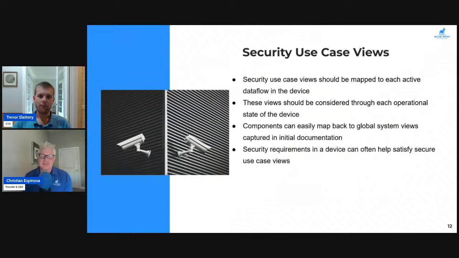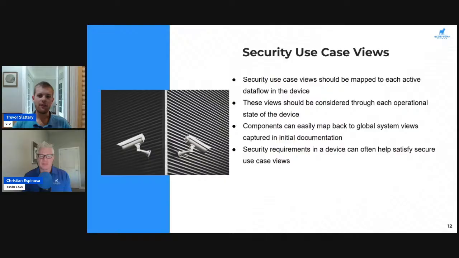All right. Now, this can be pretty broad and pretty flexible, but to have a good starting point at minimum, we want to start by mapping security use case views to active data flows in the device. The most important ones to consider are the external entry points. So this would be things like a USB port we can interact with, a Wi-Fi connection, Ethernet connection, Bluetooth, NFC, pretty much anything that we can physically interact with on the outside. Those should be our starting points. We also want to consider this for the internal components, though there can often be some more inherent security by the fact that they are buried inside the device.